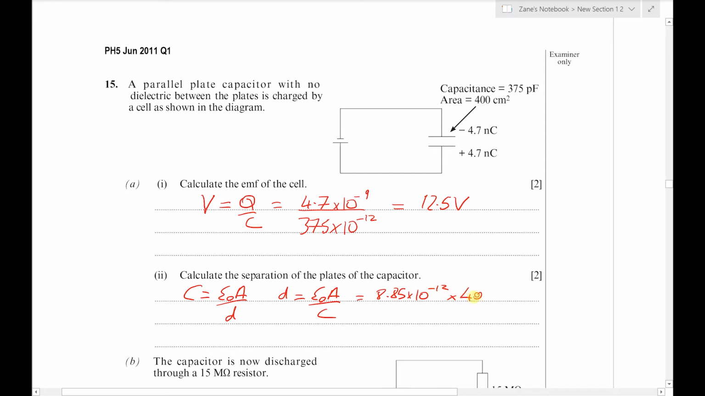Now, a very common mistake here is to think that you turn centimeters squared into meters squared by dividing by 100, because centimeters to meters is a factor of 100. But here it's centimeters squared to meters squared, so we have to square that multiplying factor. So we have to divide by 100 squared, or multiply by 10 to the minus 4 if you like. We're going to divide that by the same capacitance we had in the first part, 375 times 10 to the minus 12. So let's put those into the calculator.